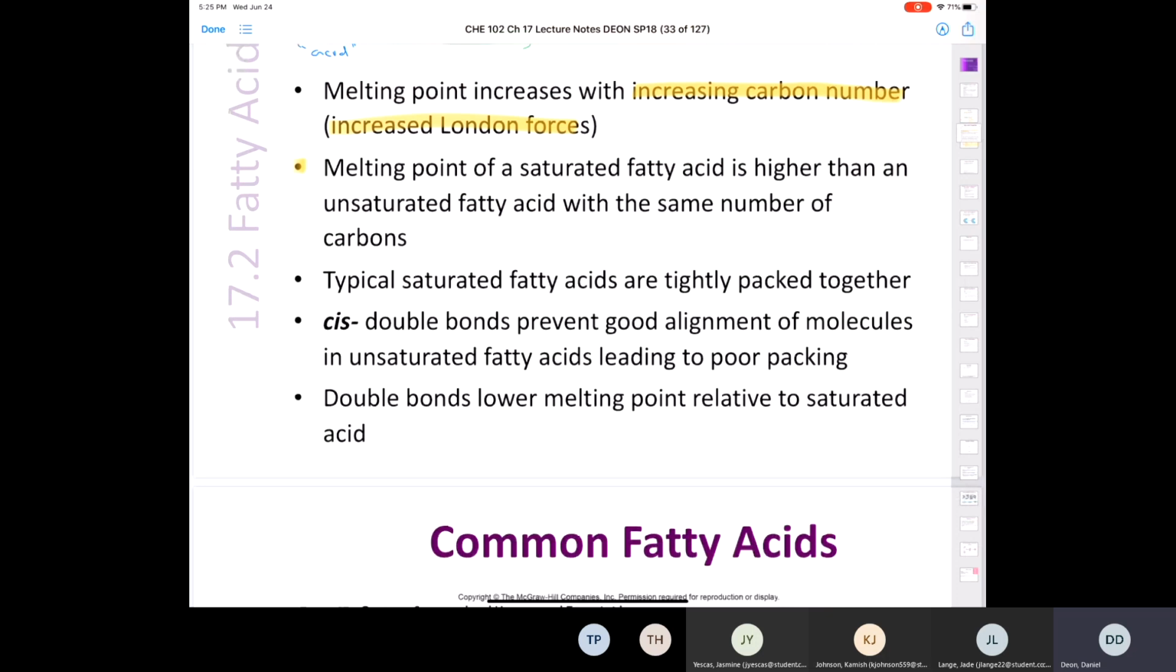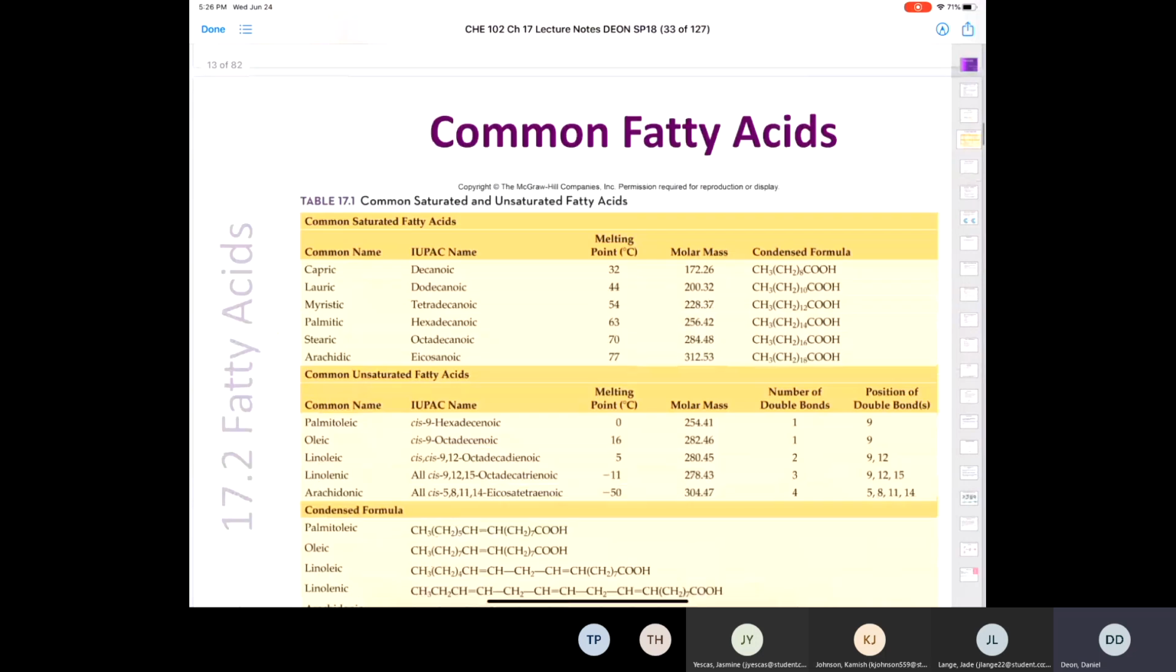Typical saturated fatty acids are tightly packed together, of course. Cis double bonds, this is another way of putting it. Maybe this is more eloquent than how I can do it off the cuff, but it says cis double bonds prevent good alignment of molecules in unsaturated fatty acids, leading to poor packing, and the double bonds will, of course, lower the melting point relative to the analogous saturated fatty acid.